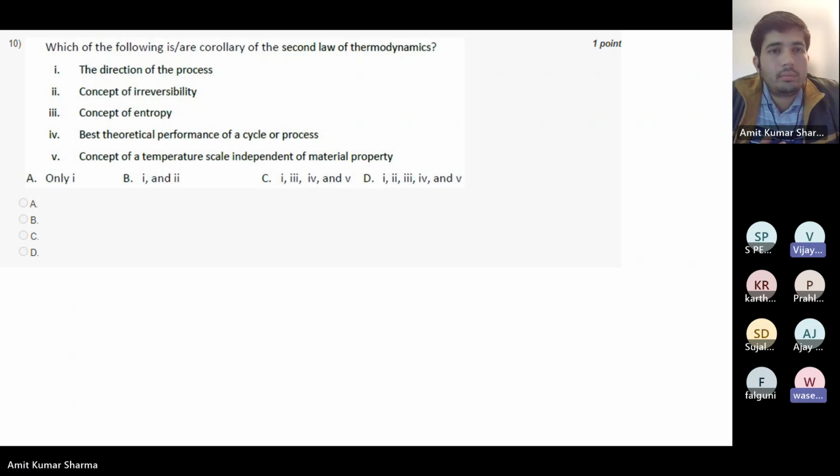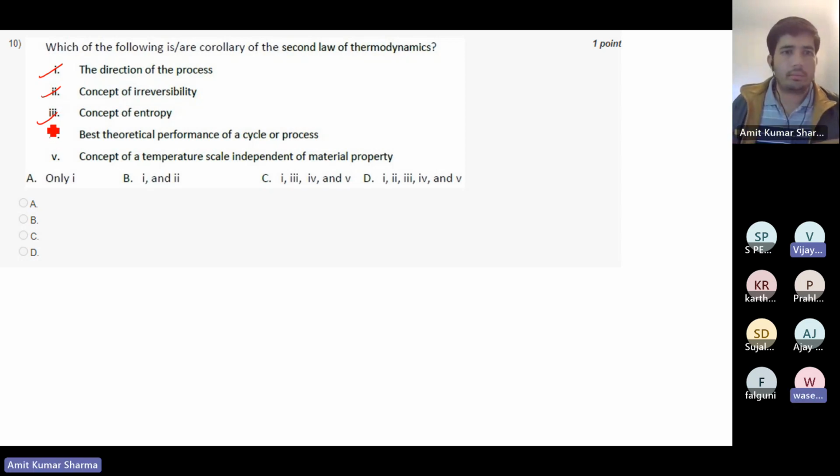Sir, as we discussed in the previous question also, the second law of thermodynamics states the direction, from higher energy state to lower energy state. The concept of irreversibility, where losses come into the picture, disorderness, entropy. Correct. Using that, we can also measure performance with the second law of thermodynamics.